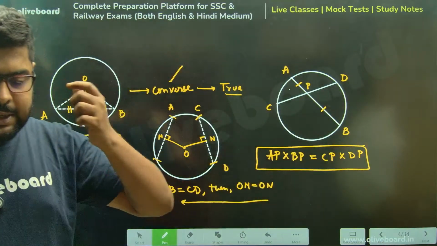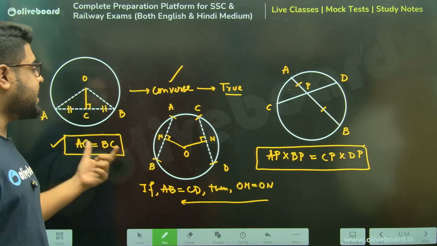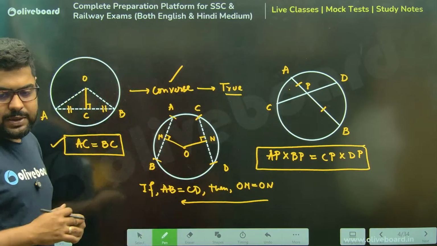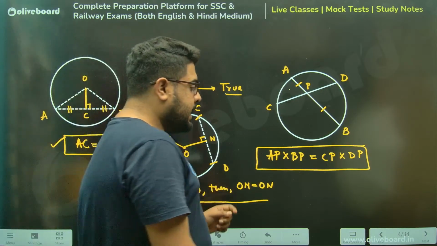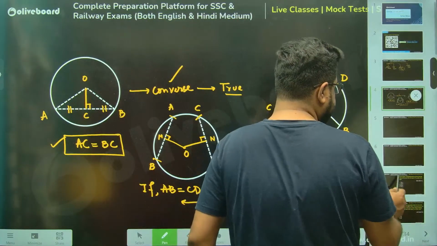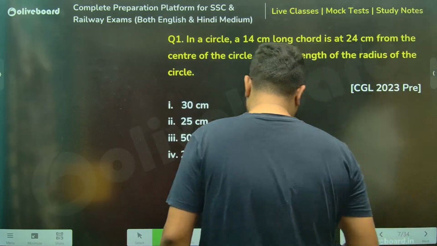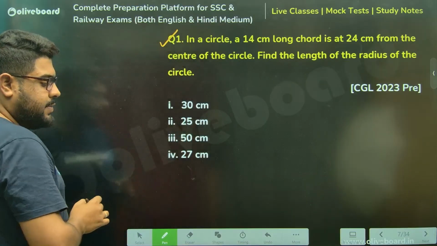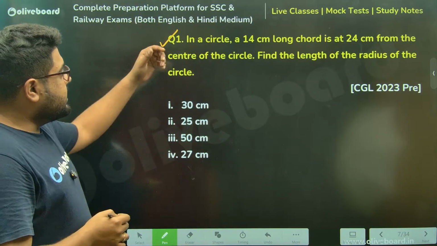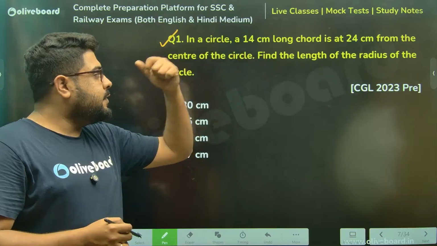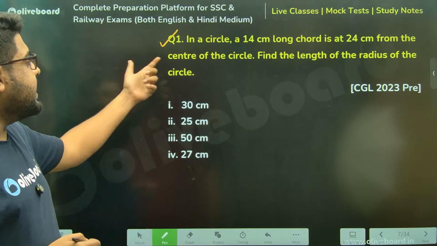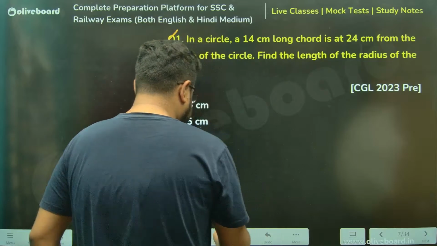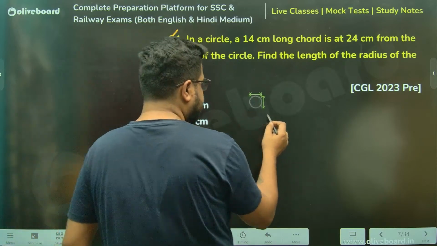This much clear, sir? So we have understood three properties. Actually, there are two properties here, two properties here, one property here. Total 5 properties. Clear? Let's solve a few questions because questions are going to be a little different. Sir, first is a question from CGL 2023. A 14 centimeter long chord is 24 centimeter from the center of the circle. Find the length of the radius. Again, very simple question. Keep it simple.